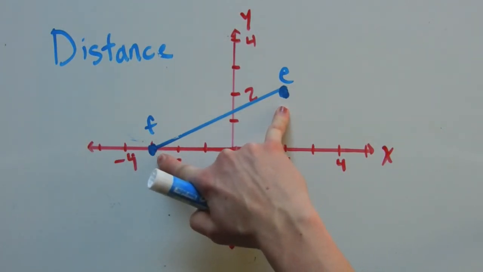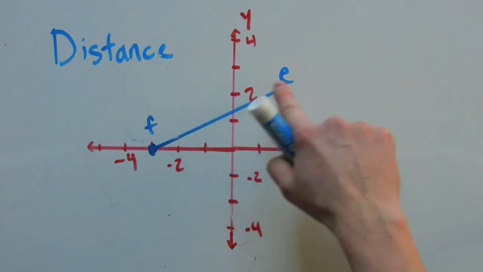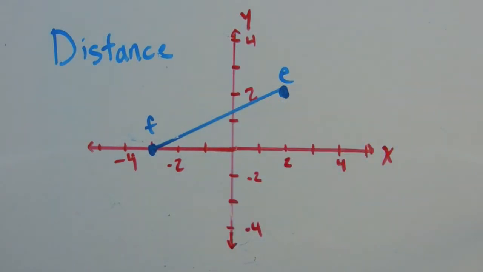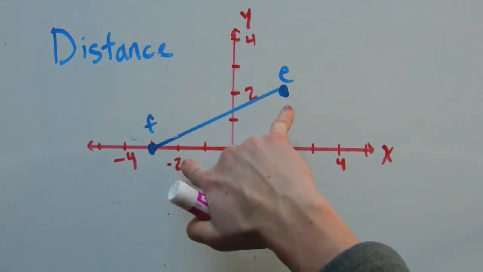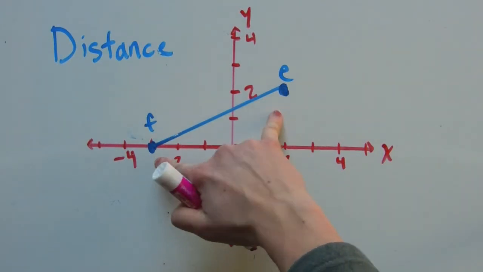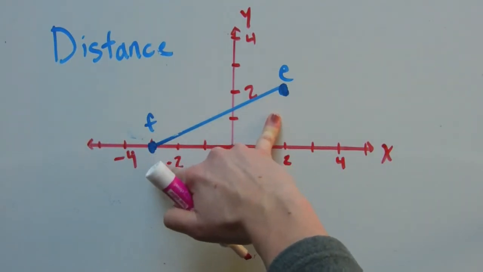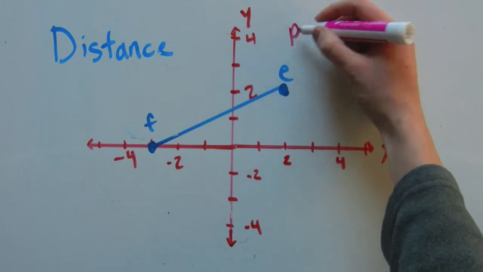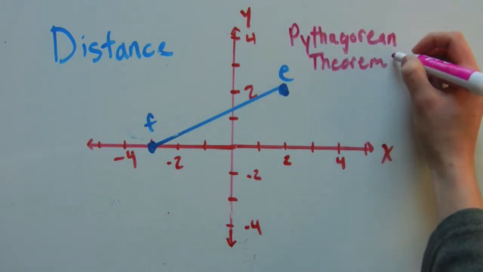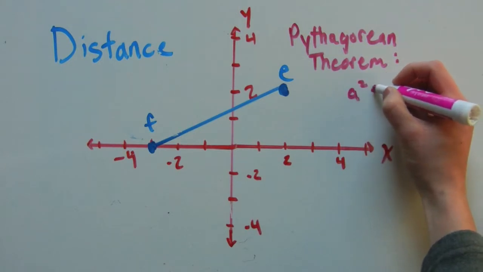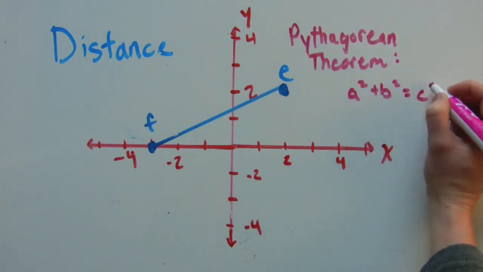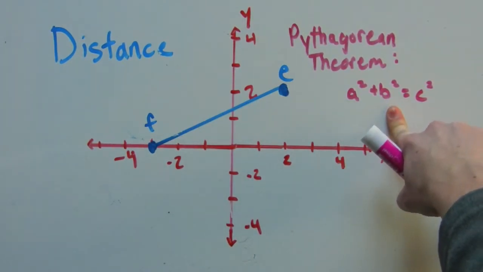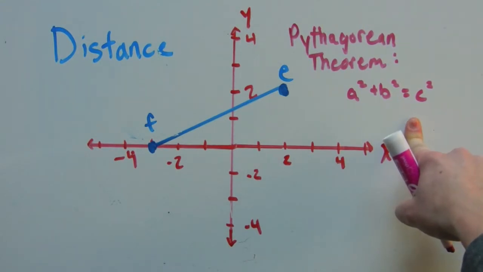Well, unlike a number line, we can't just count across until we find it, because those units are going diagonally. However, there is a simple formula that we're going to discover to find the distance between F and E, regardless of whether they're on a diagonal, vertical, or horizontal. So, if you remember the Pythagorean Theorem, it states that a squared plus b squared equals c squared, where a and b are the sides of the triangle and c is the hypotenuse.